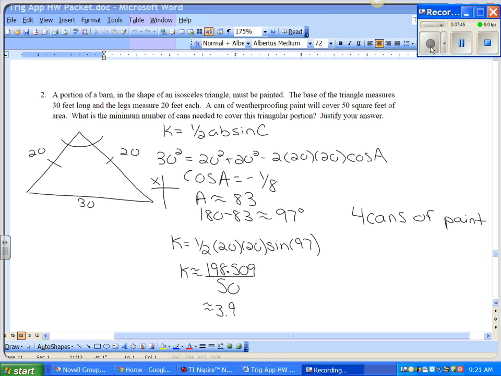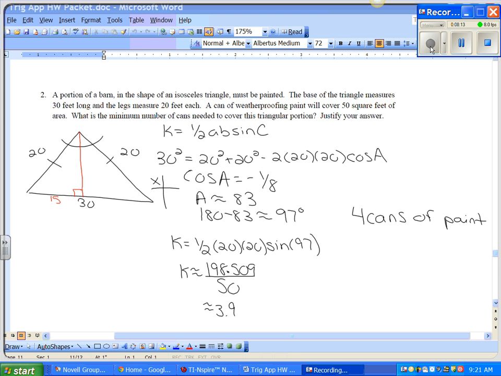Now, Stephen did it very differently, which is fine. It's just another way to work it, okay? He said, I know it's isosceles. I could draw the altitude and make a right triangle. I know that it bisects it, so this would be 15, right? Find the missing side by using Pythagorean theorem. And then the area of a right triangle is 1/2 base times height. You would double it because you have 2.